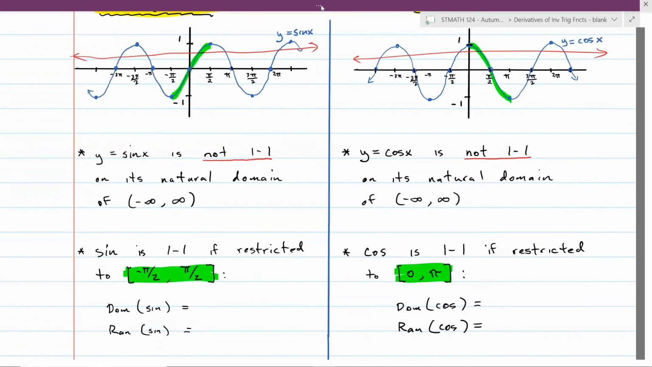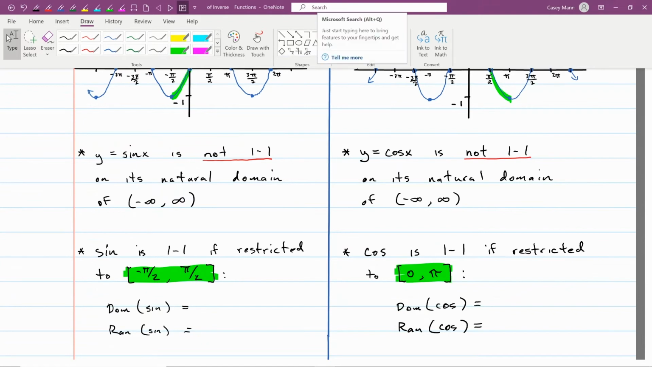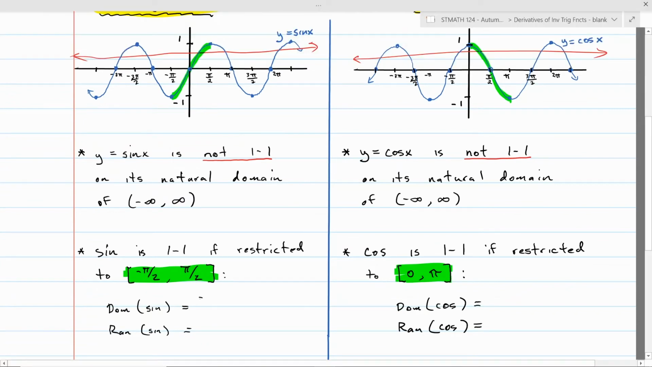Looking at the graph, after we've restricted it to the green part, we would say the domain of sine here is negative pi over 2 to positive pi over 2. And then the corresponding range is negative 1 to positive 1. Anytime I'm going to think about inverse functions, I have to think about what the domain and range of the original function is. Likewise, when we're dealing with the cosine function here, we're making the restriction of 0 to pi for its domain, and then its range will be negative 1 to positive 1. Those are the y values on the graph.